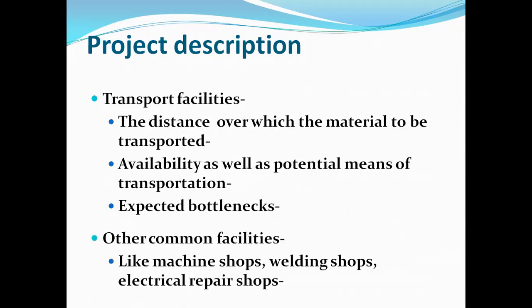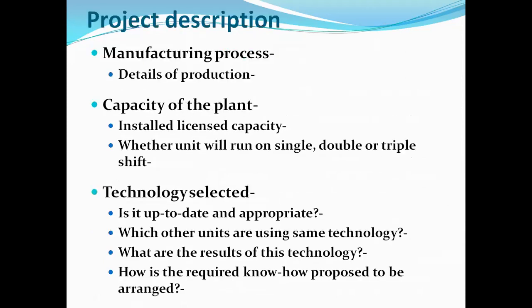Then transport facilities, distance, then potential means of transportation, what transportation modes are there, then expected bottlenecks. It might be broken roads, it might be a problem in the rainy season, many problems are there. Then common facilities: machine shop, welding shop, electrical repair shop, as per your nature of business.